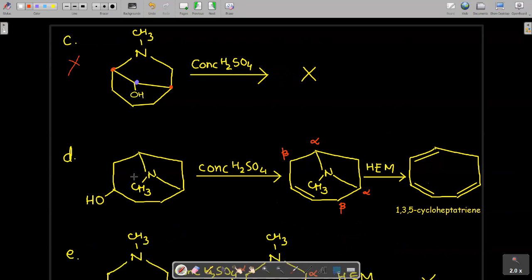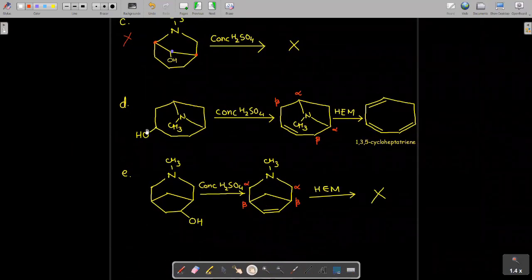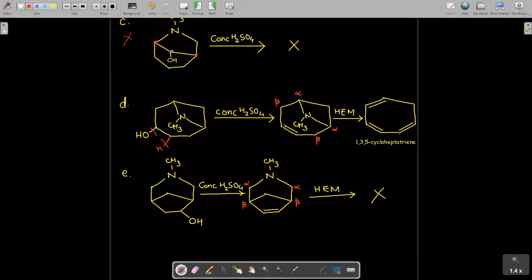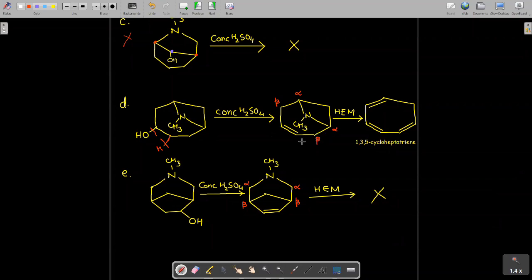Moving to option D, you can see that yes, you can remove OH from either side. Again, same story. So from this side, if I remove H from here and OH, I get this double bond. Again, HEM we have to do two times. Alpha, say, nitrogen and the adjacent position H, double bond, and from the upper side. So again, we have 1,3,5-cycloheptatriene formed. D is part of the answer.